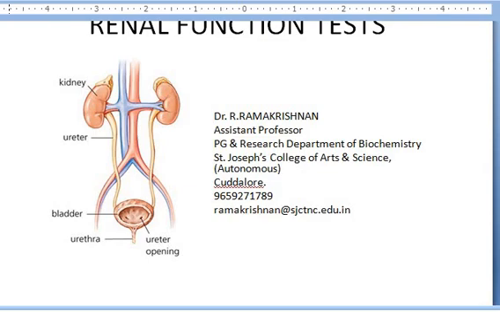In today's program, I am going to talk about the various functions of kidneys and the methods to find out the kidney damage by conducting the clearance tests.